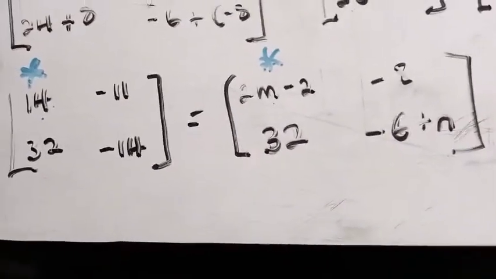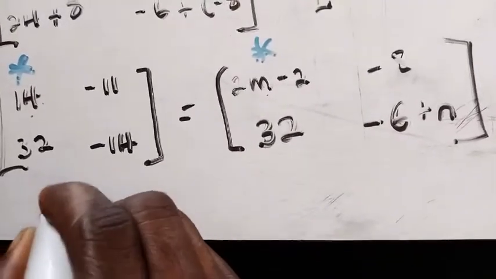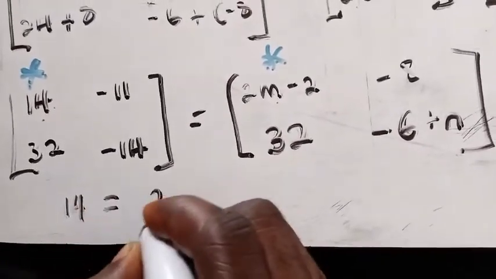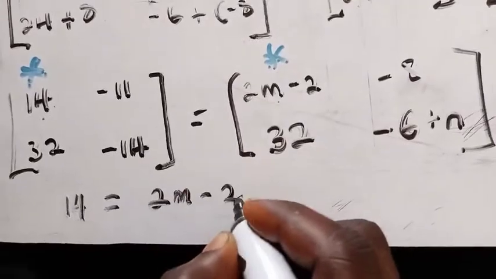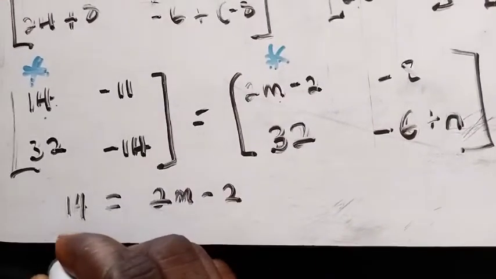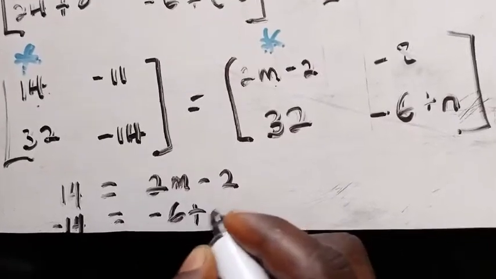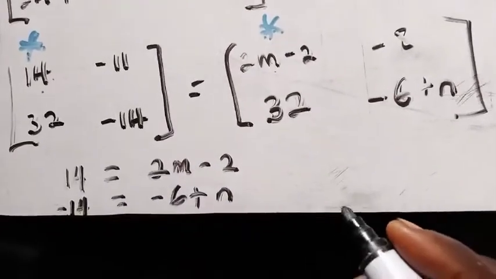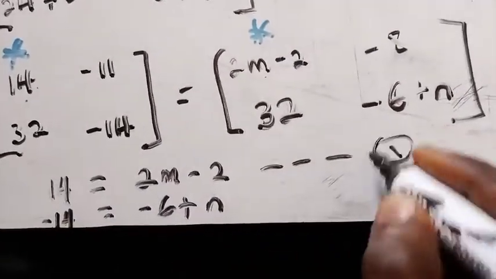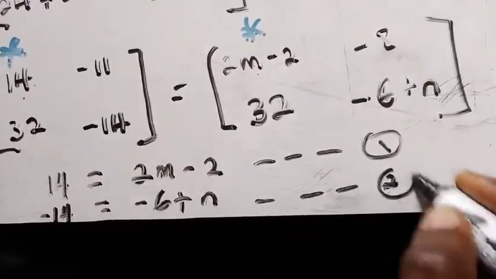So we have two things here. We have 14 equal to 2m minus 2, as well as negative 14 equal to negative 6 plus n. These are the two things that we are having. We can name this one equation 1, and this equation 2, right?